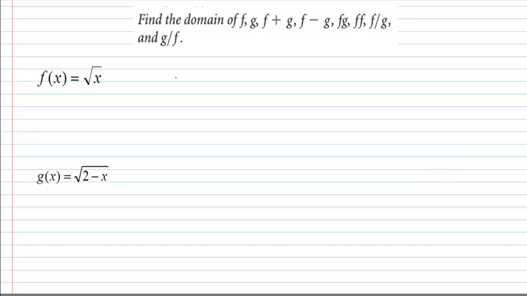Now for the next set of functions that we have, we still are looking for the domain of f, g, the sum, difference, and the product and quotient of the two functions. But now f of x is the square root of x, and g of x is equal to the square root of 2 minus x. In order to find the domain of f, we need to take whatever's underneath the radical and set it greater than or equal to 0, which means that its domain is going to be from 0 to infinity, including 0.